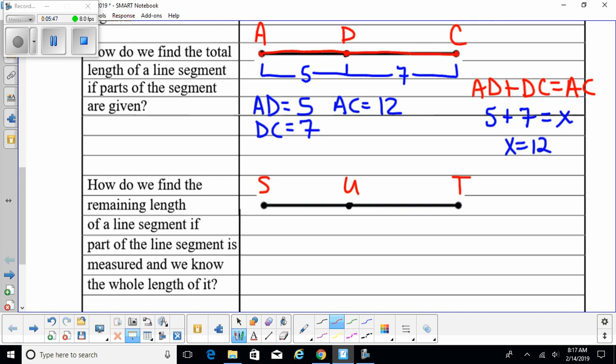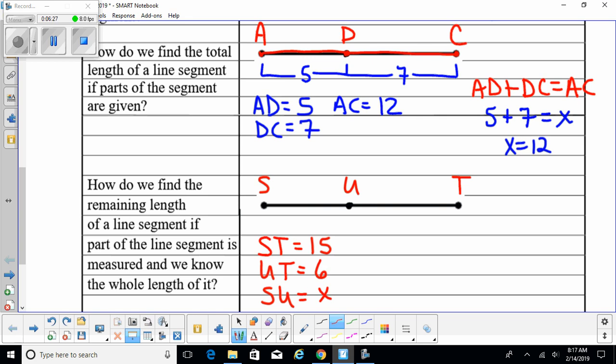So again, we're going to be given some information about the lengths of the pieces as well as maybe the whole piece, and then we've got to determine some information. So if they were to tell us that ST, and that would be the distance from S all the way to T, is equal to, let's say, 15 units of some sort. And then they were to tell me that, let's say, UT is equal to 6, and they want the measure of US. We don't know that, so we're going to call that X.